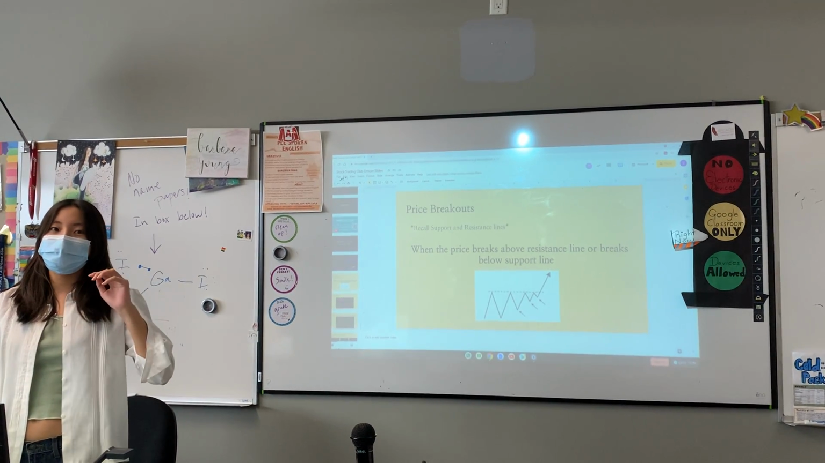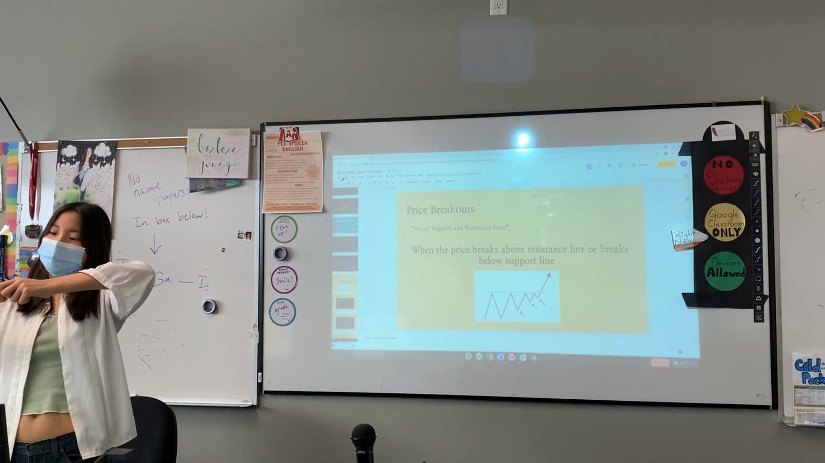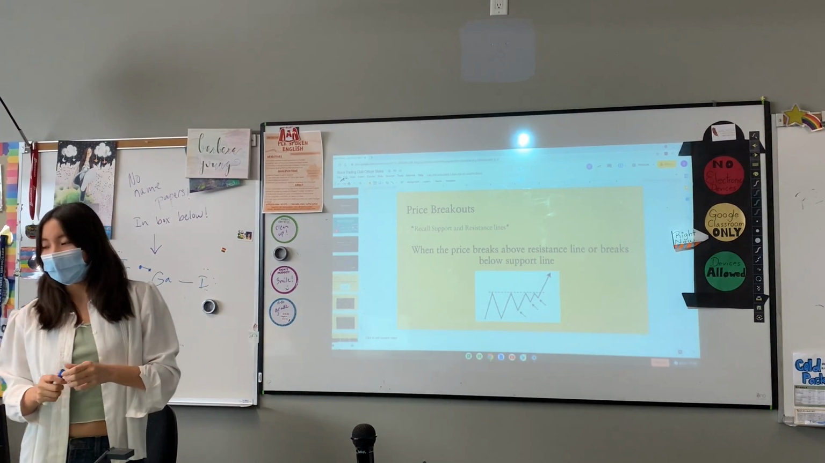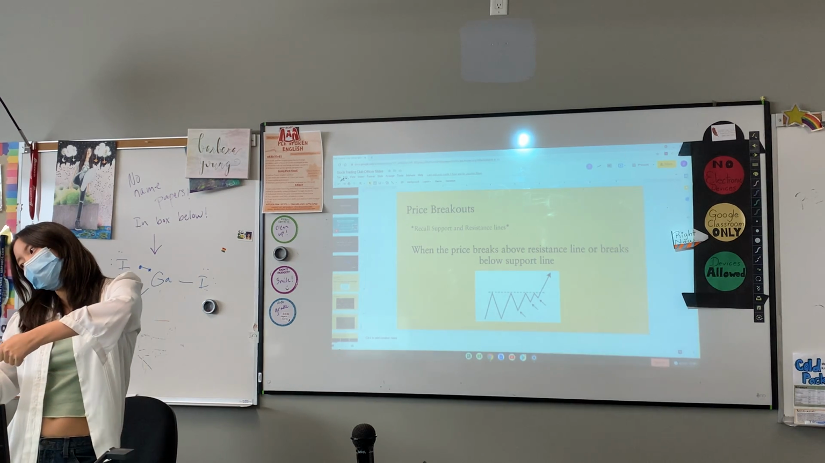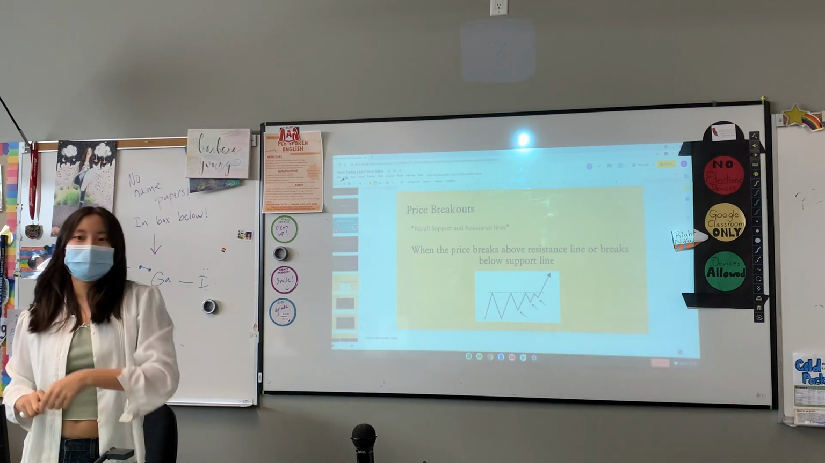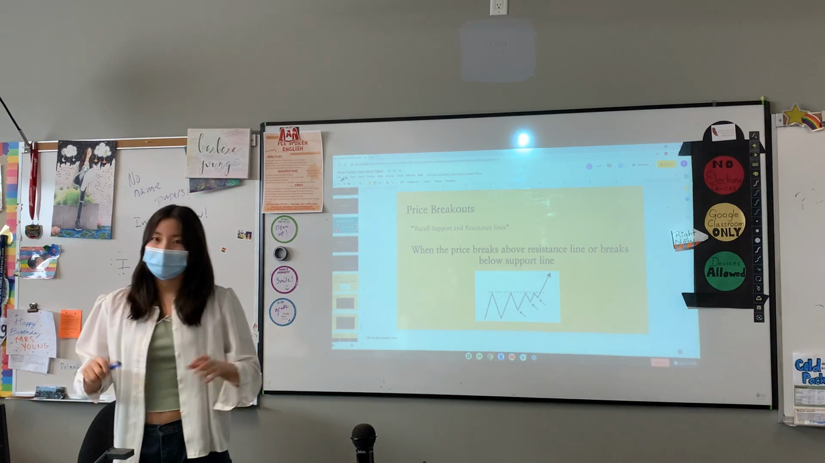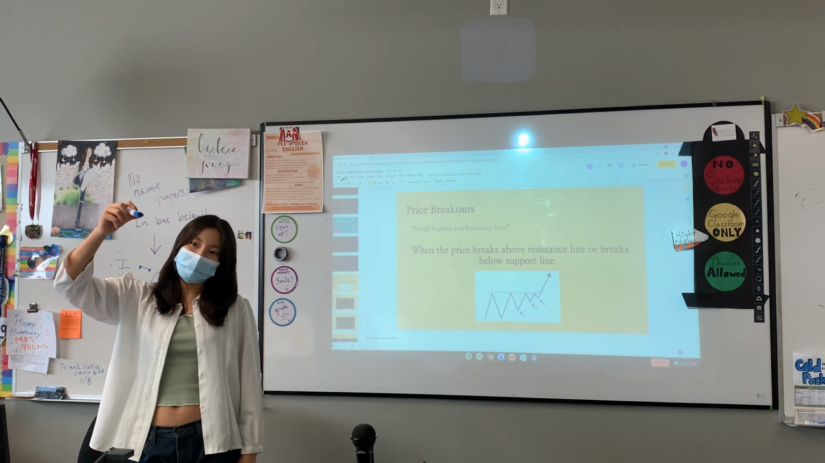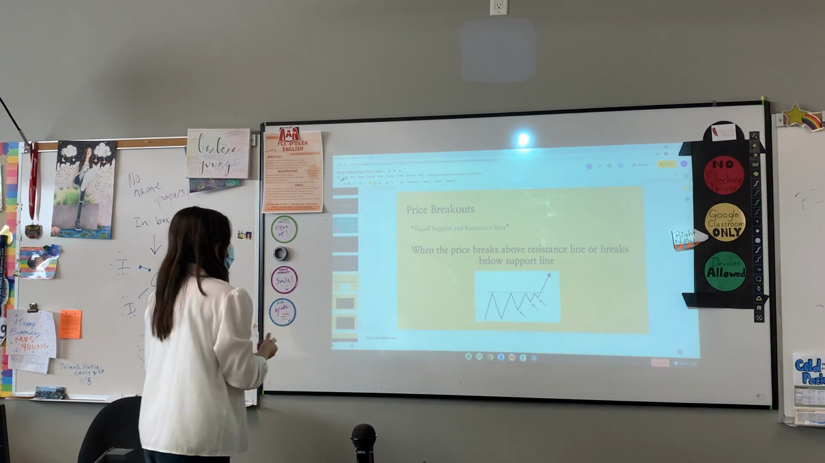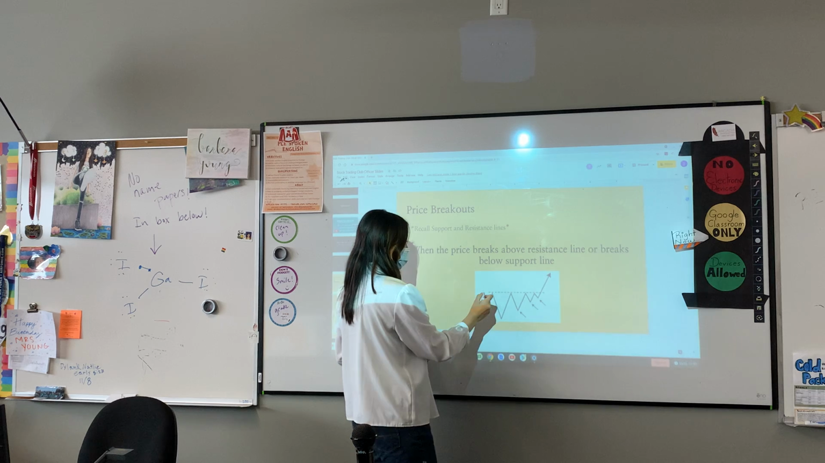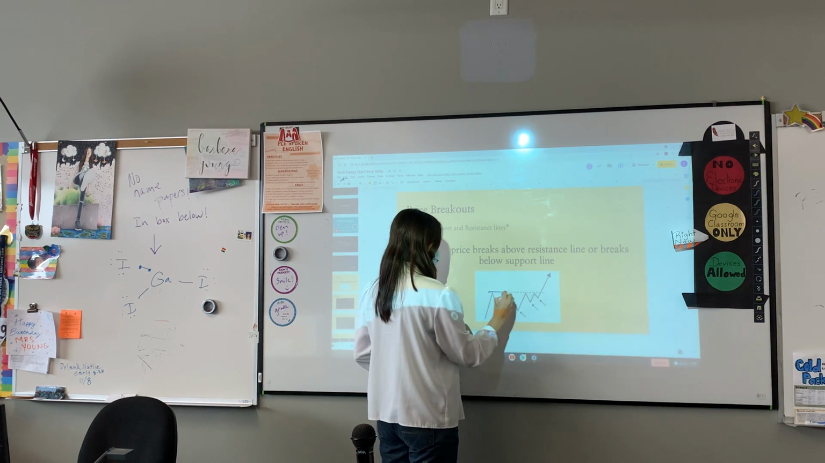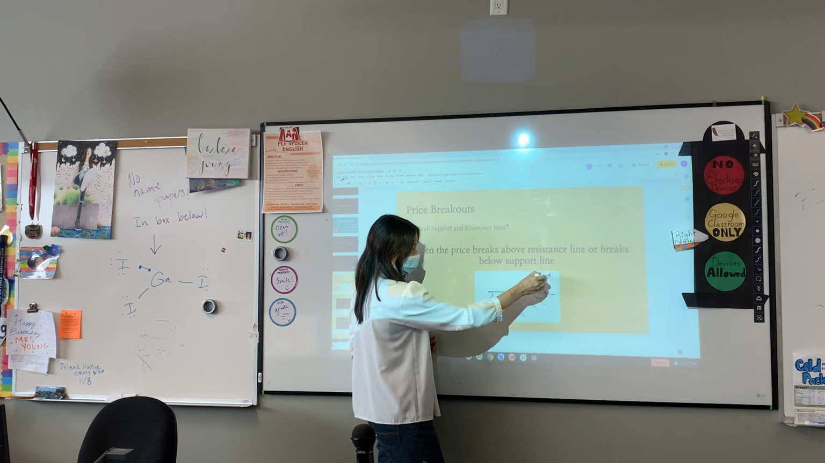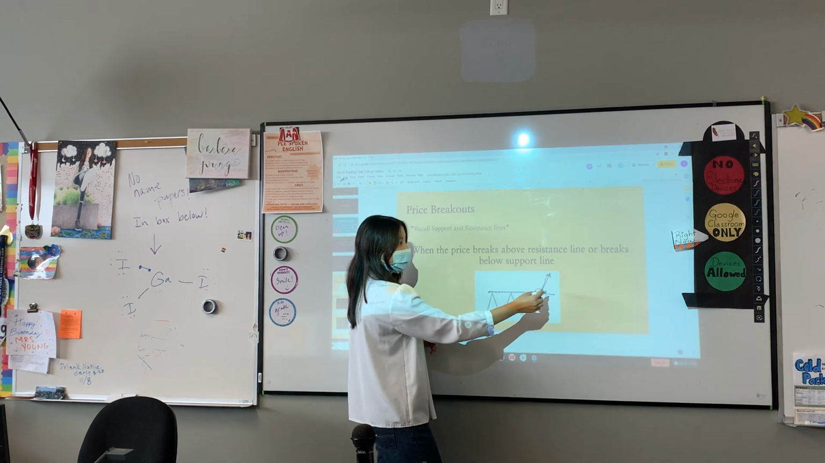Before we start, we need to make sure that when we go over price breakouts, you remember support and resistance lines, because breakouts rely heavily on support and resistance lines. So if you don't really understand those, then you can't understand breakouts. So generally, a price breakout is when a price breaks above the resistance line or breaks below the support line. In this case, you can see that this is the resistance line, and here is the breakout where the price goes above the resistance line.